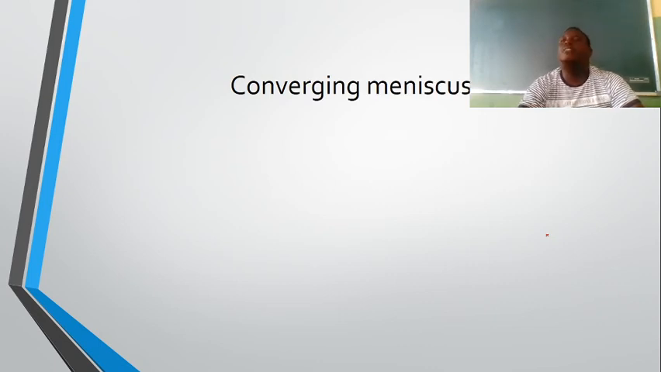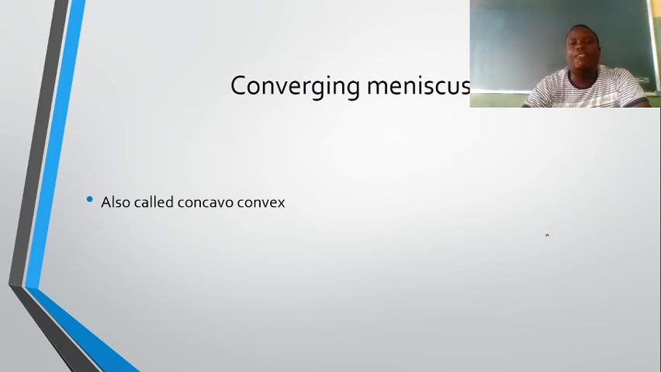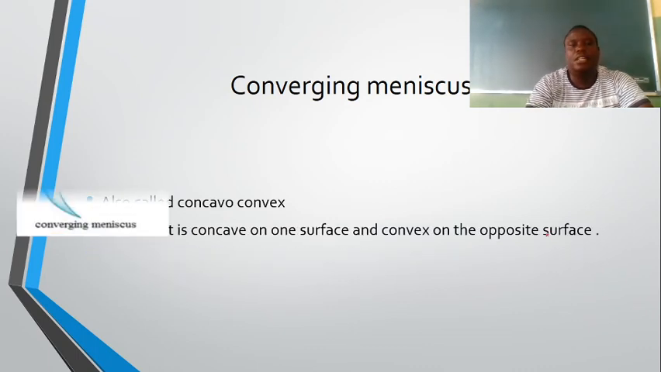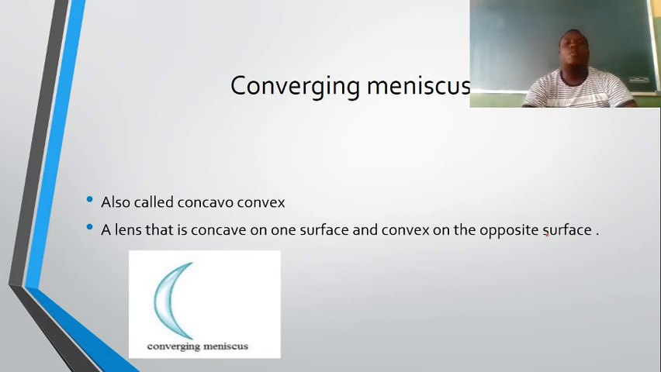So there is also converging meniscus. Those are three subtypes of convex lens. So converging meniscus is also called concavo-convex. As you can see in the picture, in concavo-convex there is a convex surface here and also there is a concave surface. That is the reason why it is referred to as concavo-convex: it is concave on one surface and convex on the opposite surface. You see, one is concave, another one is convex.